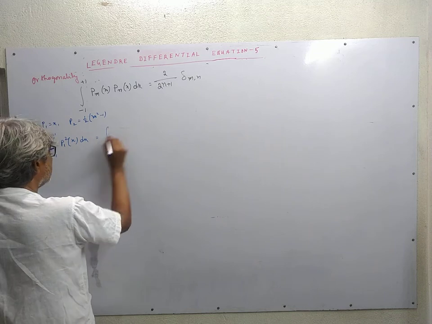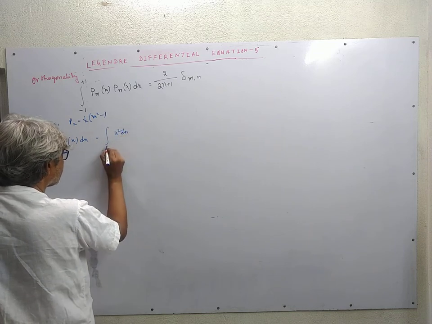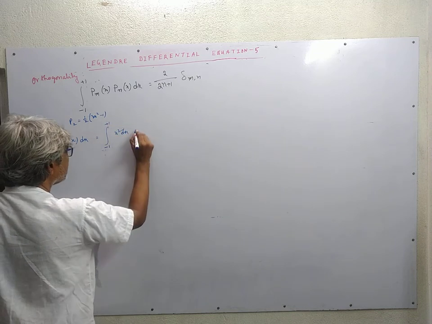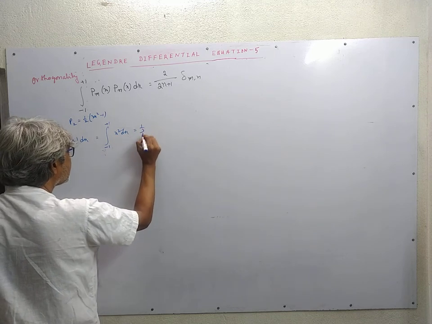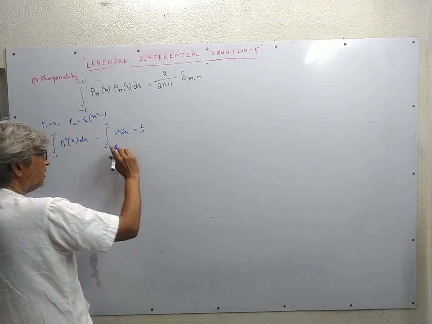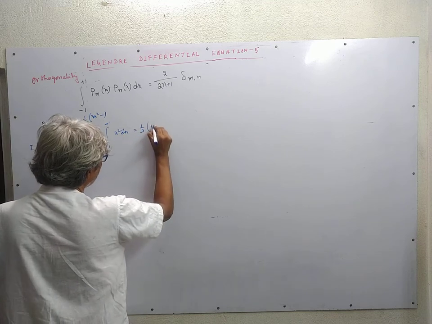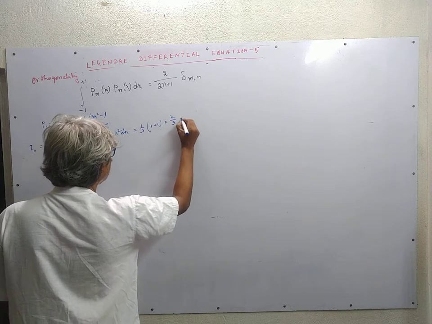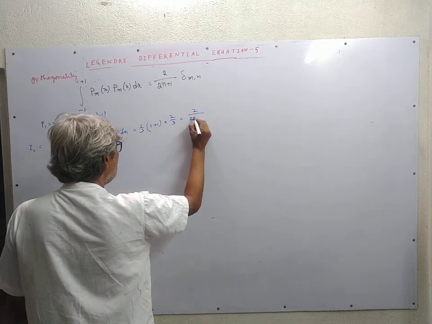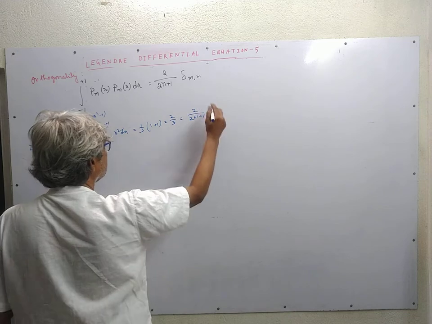This is x squared dx from -1 to +1. So 1 by 3, and this is 1 minus of -1, that is +1. So 2 by 3, this is written as 2 into 1 plus 1.